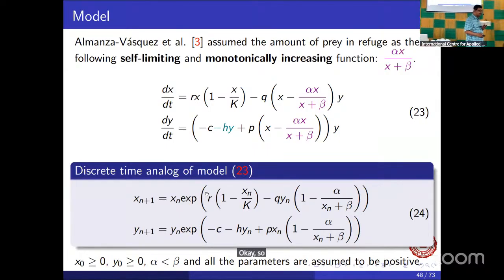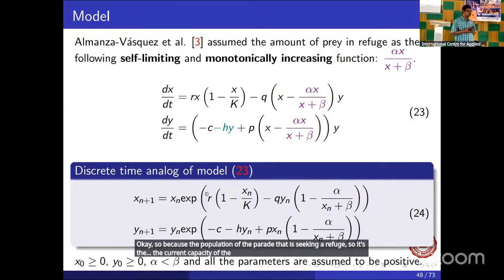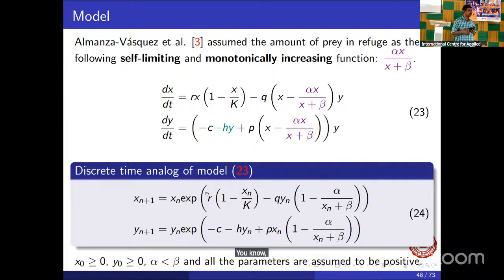Okay. So it's the population of the prey that is seeking refuge, and alpha is the carrying capacity of the refuge place. Yes. And because the predator cannot see the refuge prey, they are lucky. They are not preyed upon. That's why you consider x minus alpha x by x plus beta. You know, beta is the half-saturation constant. Yes. So now, thank you so much, Prof, on that.